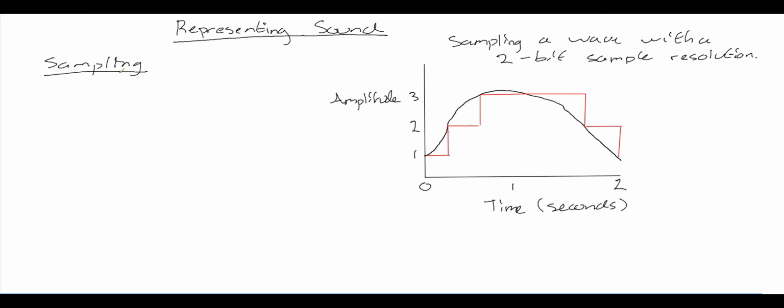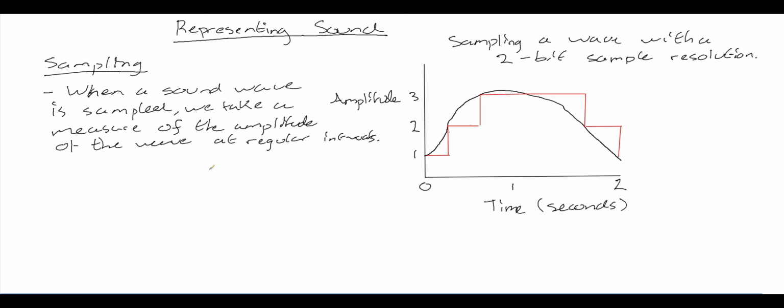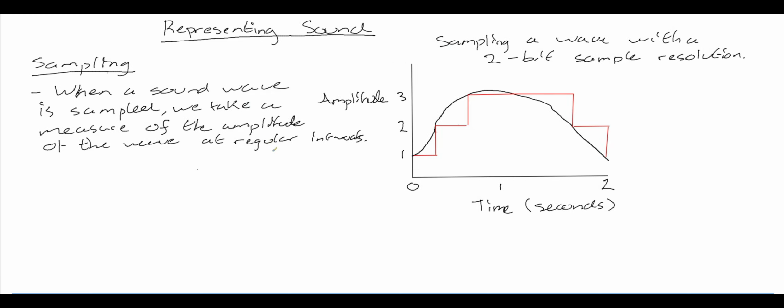Sampling is where we take a measure of the amplitude of a wave at regular intervals along the wave. So when a sound wave is sampled, we take a measure of the amplitude of the wave at regular intervals. There are two key terms you need to know about when we're talking about sampling sound: the sampling rate and the sampling resolution.